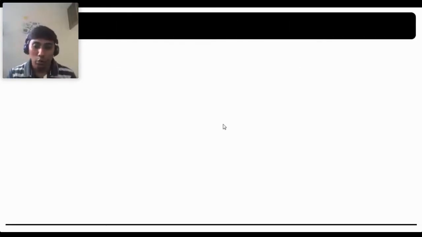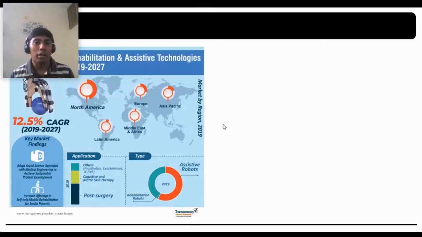Now I just want to give a small idea of how the compound annual growth rate is increasing day by day for rehabilitation and assistive technology. It has increased by 12.5 percent of the overall compound annual growth rate of the economy. For example, if you talk about North America, it is almost 50%. Europe is more than 30%.